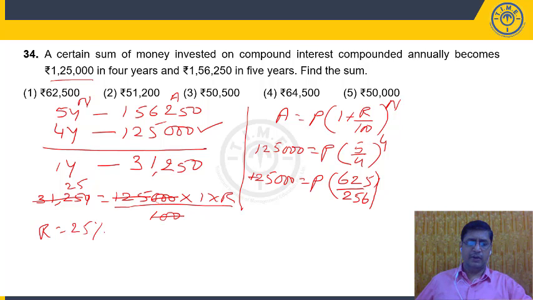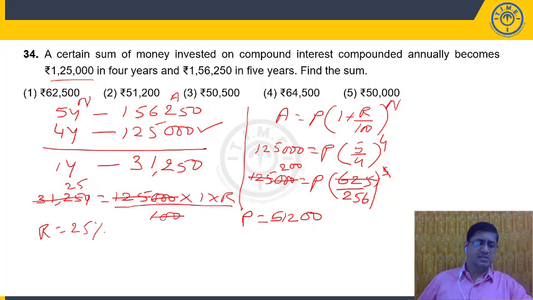Now 125 goes exactly 5 times in 625. And 5 here goes exactly 200 times. So what is the result? The result is equal to the P value. P is equal to the product of 200 times 256, which is 51200. 51200 means the right choice is option 2. The second choice is the right choice.